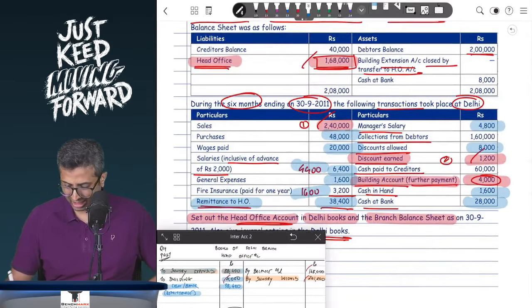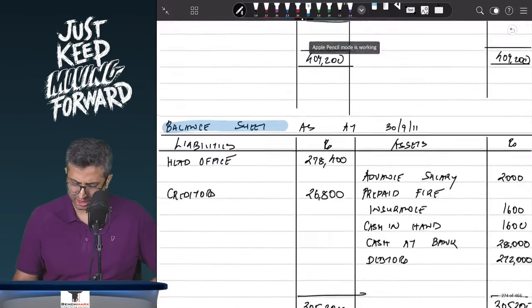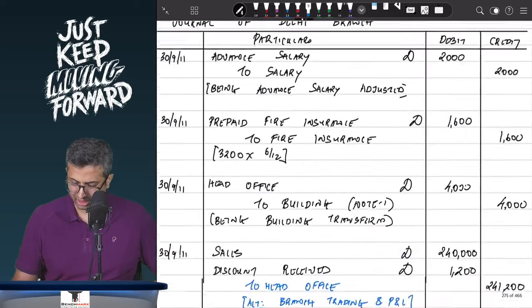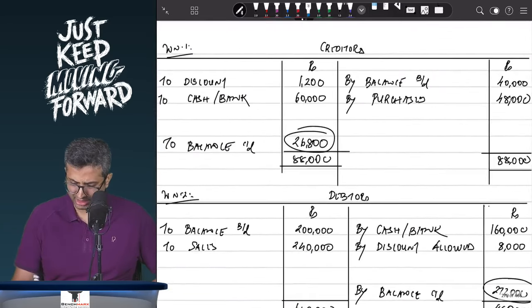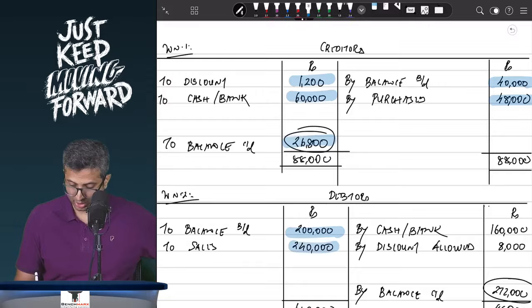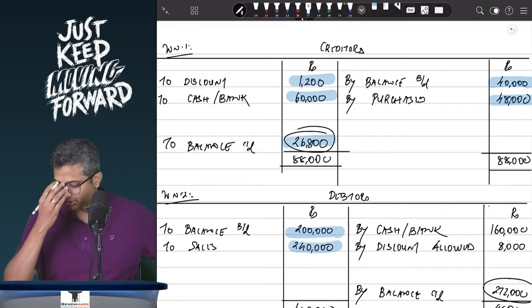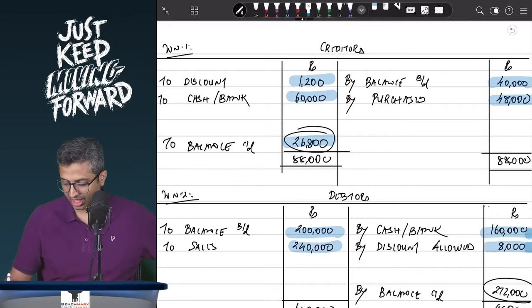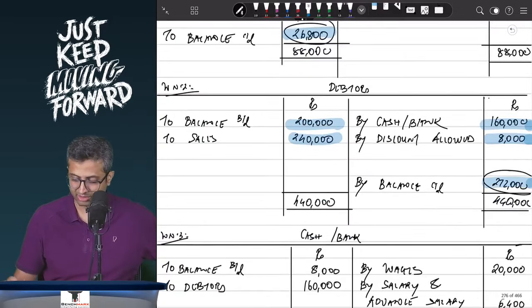For creditors, you can prepare a small account starting with the opening of 40,000, and you will have to come down and find the closing balance of the creditor. Similarly for debtors. So for creditors, you will prepare an account: 40, then purchases of 48, discount and payment, so 2600. Debtors: opening was 2 lakhs, 2 lakh 40 of sales, receipts of 1 lakh 60, discount, and hence 272.